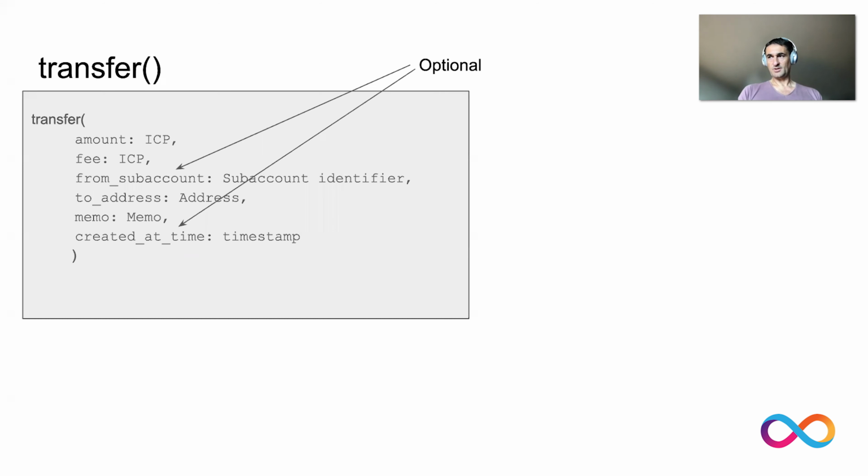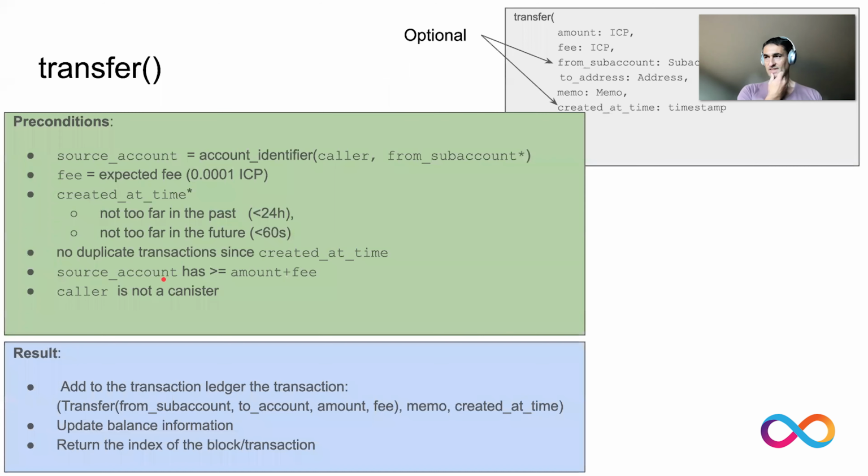Next, I'm going to describe the semantics of transfer. A caller makes the transfer call and provides these parameters. Now, what happens in the ledger? First, the ledger calculates the source account from which the funds are to be transferred. This is the account identifier associated to the caller of transfer, and the sub-account that is specified. If no sub-account is specified, then the sub-account used is the all-zero string. I'm going to refer to this as the default account of the caller. For example, the default account of the governance canister, if you remember, is the minting account.